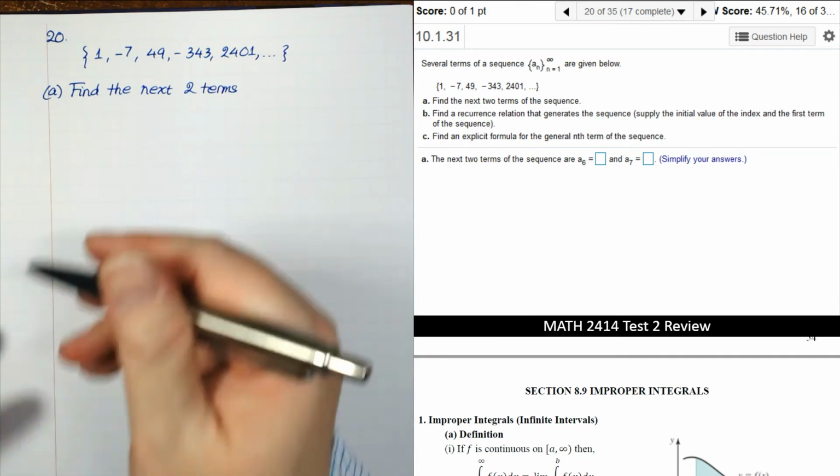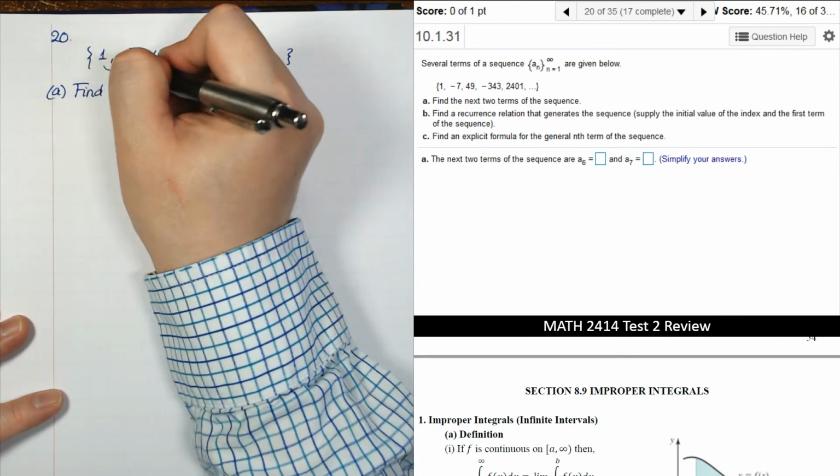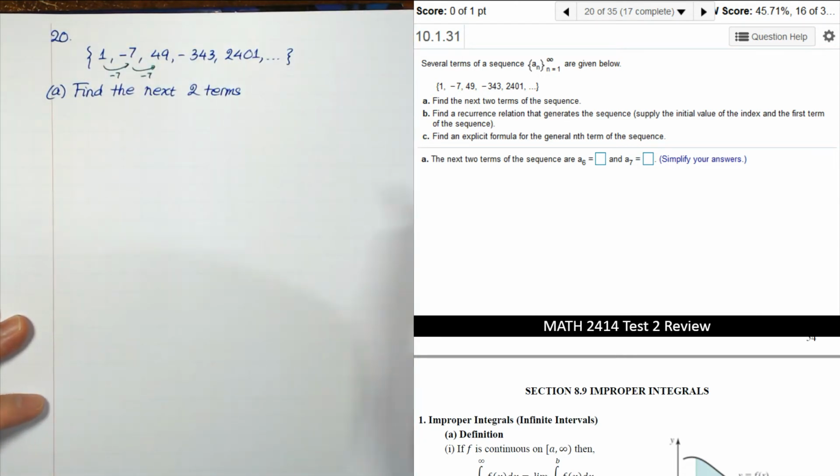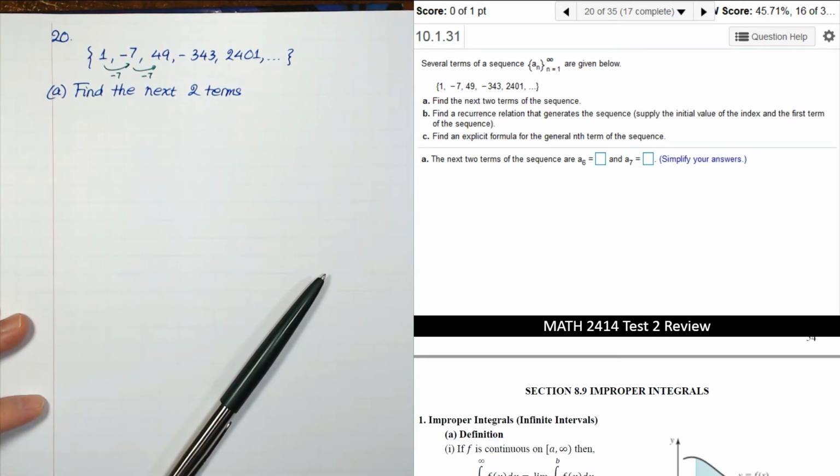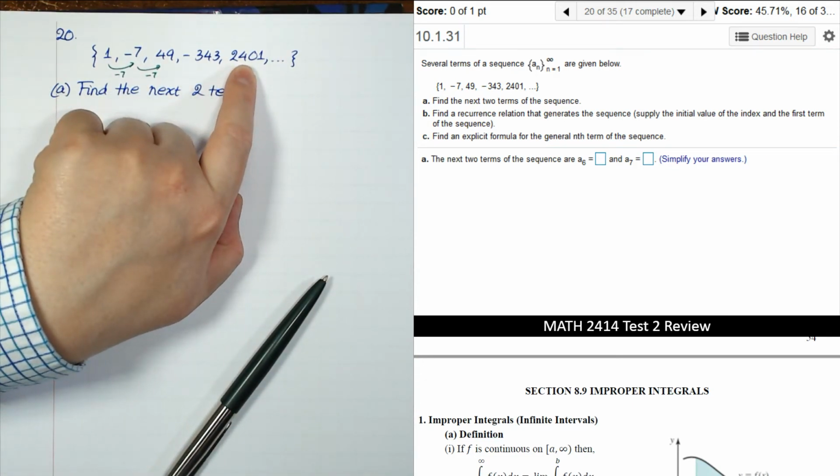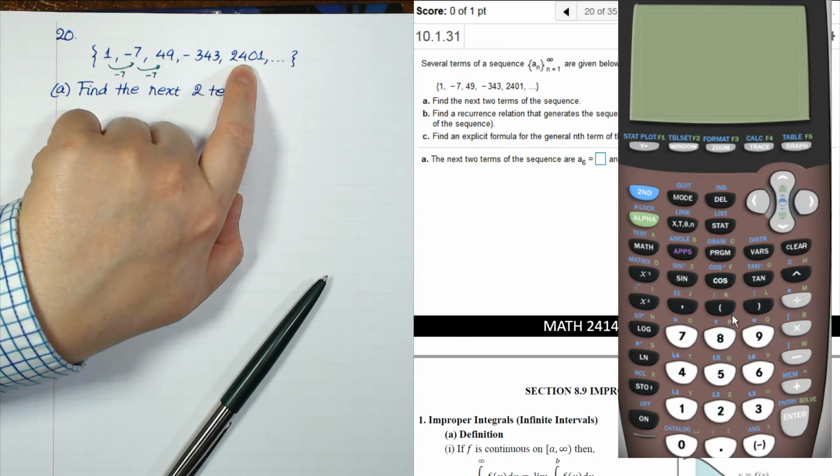Obviously on here what we see is we just multiply by -7 to get to the next term. So the next term is 2401 times -7. We still need a calculator here.